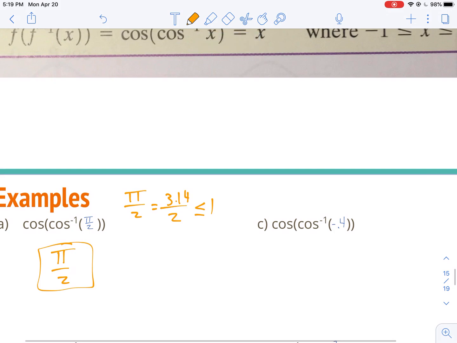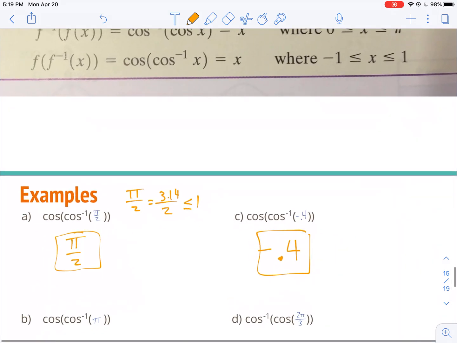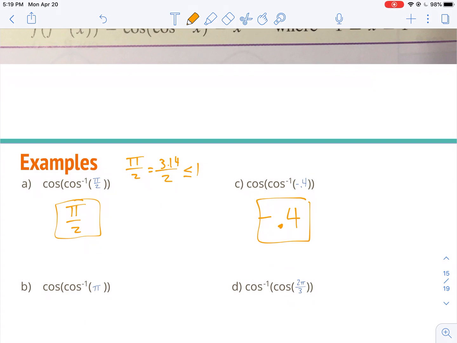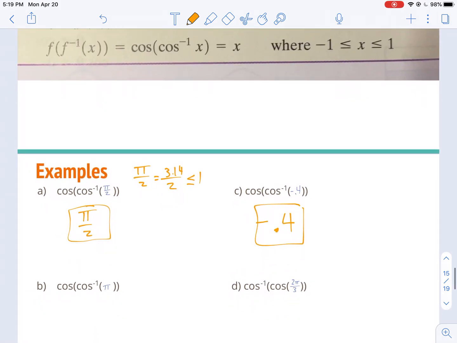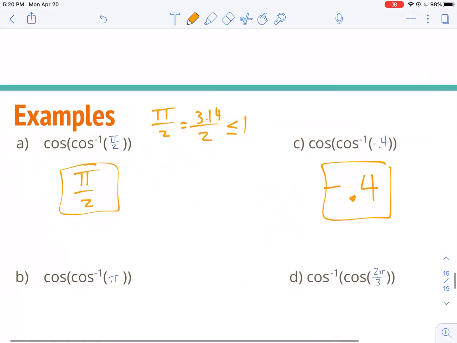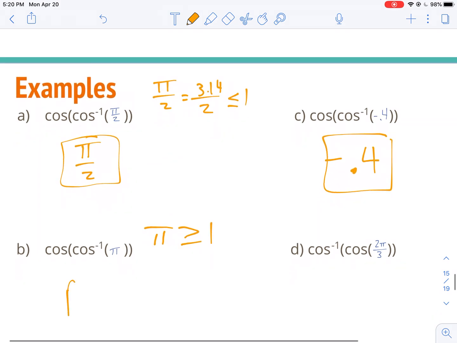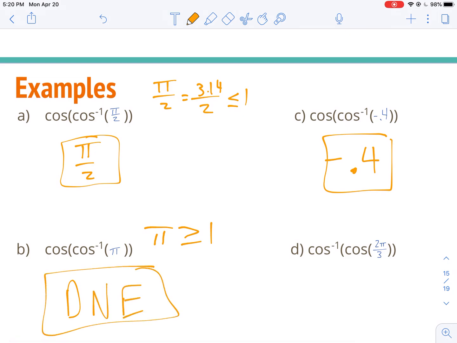What is my cosine of the cosine inverse of negative 0.4? That falls between negative 1 and 1, so my answer here is negative 0.4. What is the cosine of my cosine inverse of pi? So here I'm talking about the cosine inverse yet again. I've tricked you by giving you this radian value. Pi is greater than or equal to 1, so this just doesn't exist. There is no such thing as an angle with a cosine equal to pi. It's way too large of a value. The range of cosine values exists between negative 1 and 1, so that does not exist.